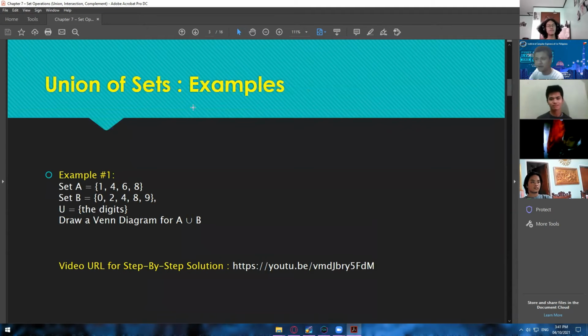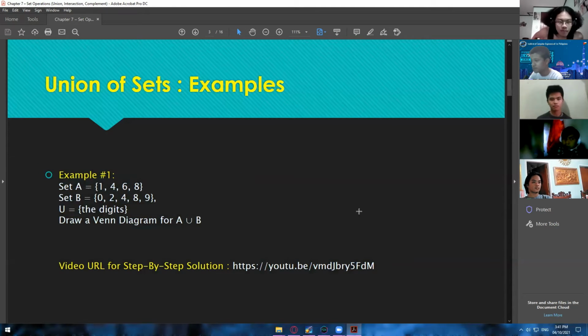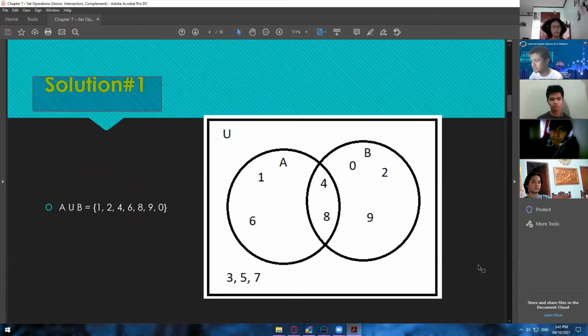All right, so let's start with the union of sets. Example number one: we have set A and set B. Set A contains 1, 4, 6, 8, and set B is 0, 2, 4, 8, 9. And U is the digits. When we see the digits, it means everything from 0 to 9. Draw a Venn diagram for A union B. Here is the step-by-step video on how to answer this one, and here is the solution. A union B is equal to the set of these elements: 1, 2, 4, 6, 8, 9, 0.